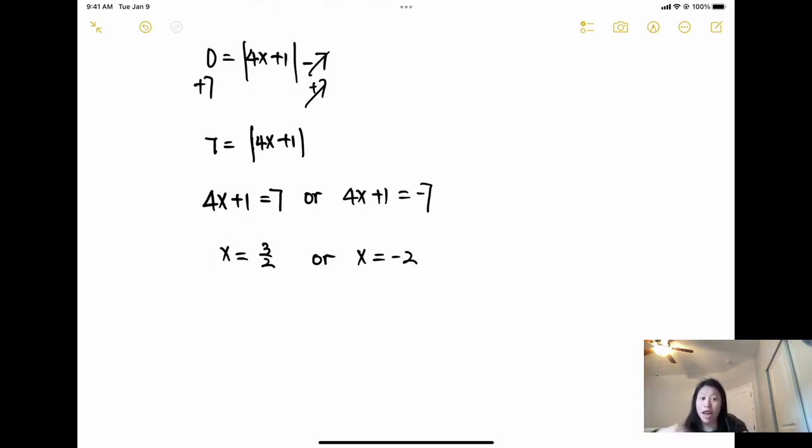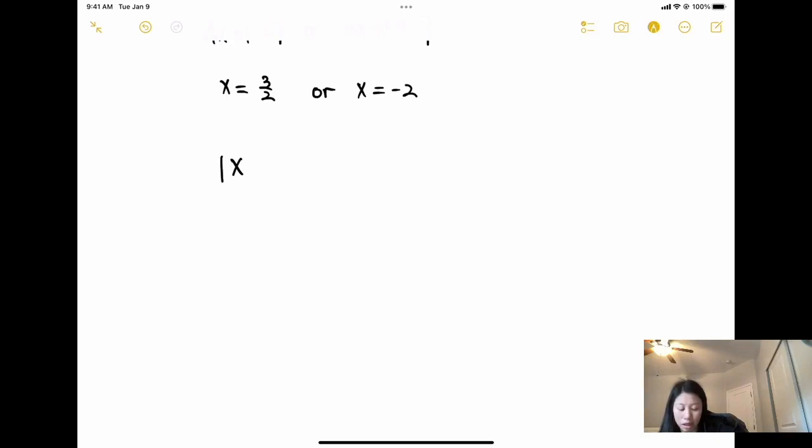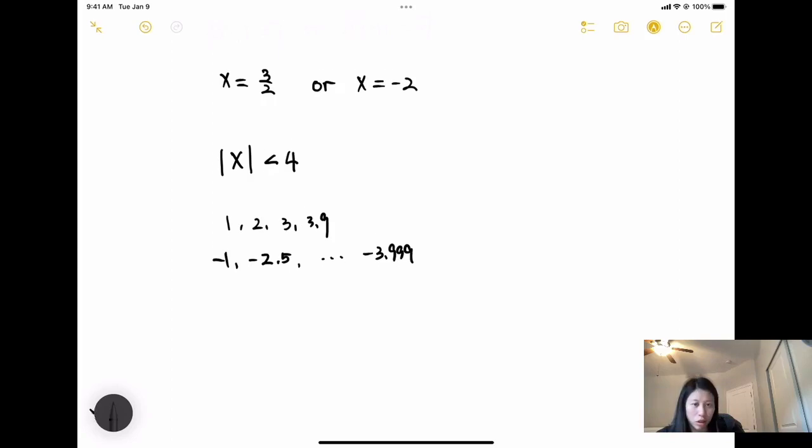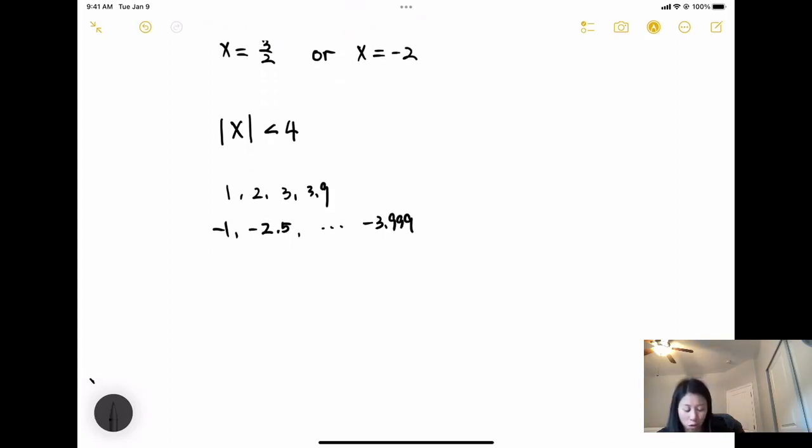Okay, so now let's try to solve absolute value inequalities. If I tell you that the absolute value of x is less than 4, what's the value of x? What would be possible? They can be 1, 2, 3, not 4, but 3.9 or 3.99999, right? All the positive numbers for sure. What about the negative ones? If you take negative 1, that's still less than 4, right? If you take negative 2.5, the absolute value of negative 2.5 is still less than 4, down to negative 3.99999, right? So when we're trying to solve the absolute value of x less than 4, x should be in between 4 and negative 4.